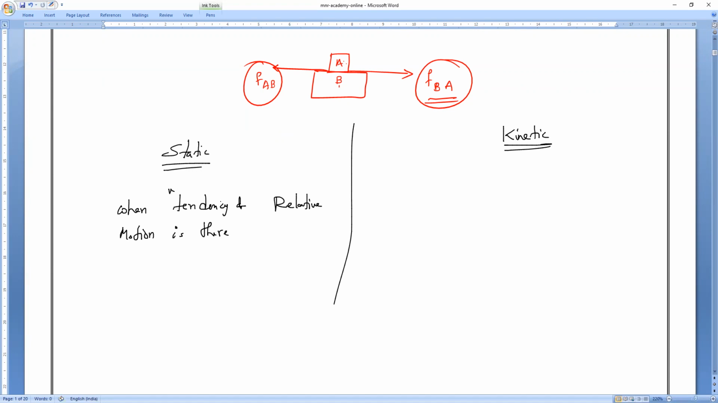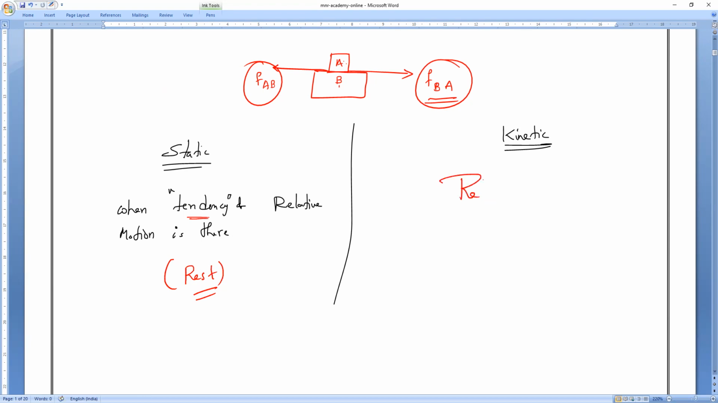What do you mean by tendency, Mr. Pradosh? Tendency means they want to move, but when they move, there will be a greater force than the frictional force. Am I right or wrong? Everybody clear? Yes, sir. So there is not actually relative motion. There is a tendency of relative motion. It means the bodies are in what? Everybody. Bodies are in a state of rest.